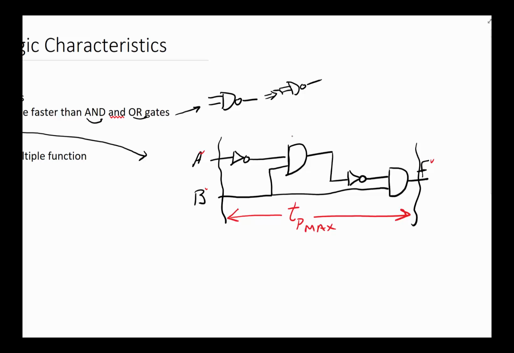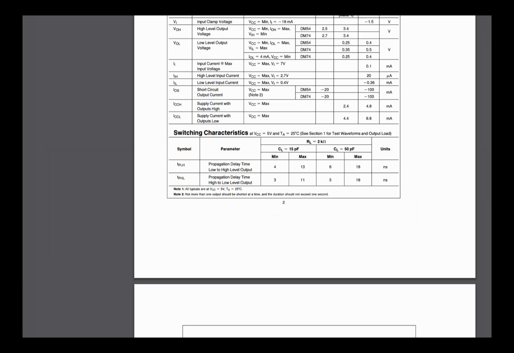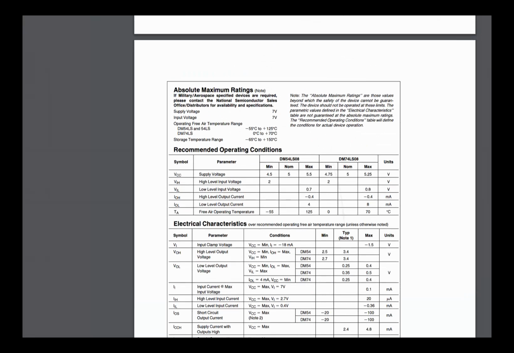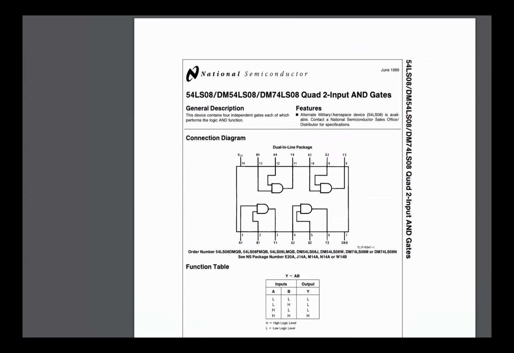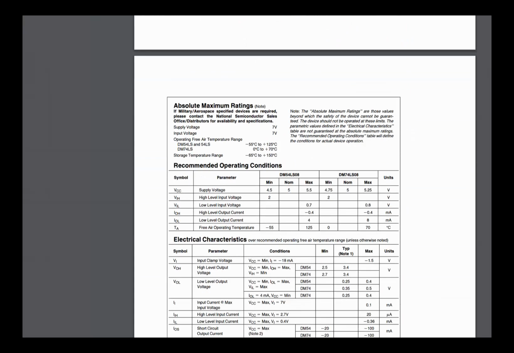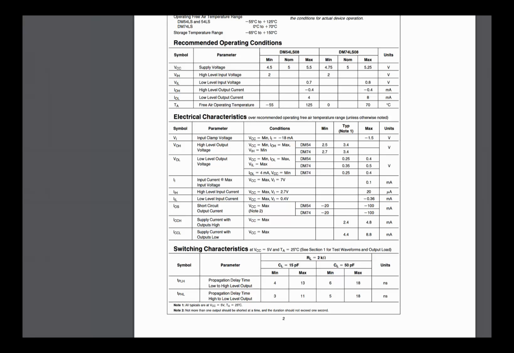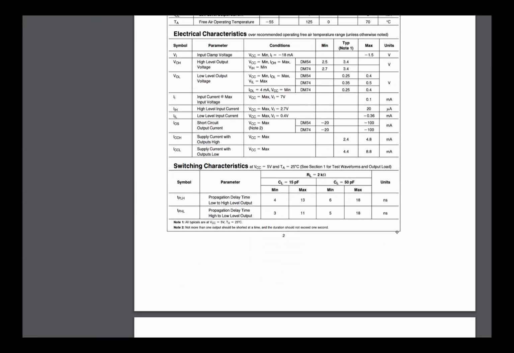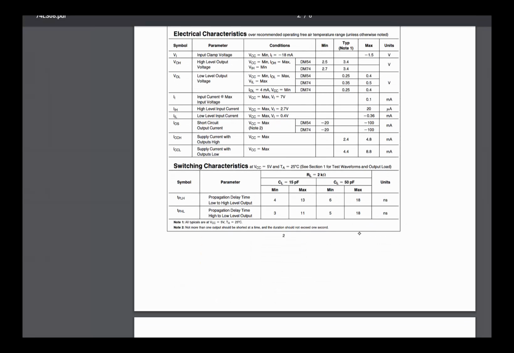We know this chip is a 74LS08, and we know this one is a 74LS04. So we're going to go to the data sheet, and this data sheet, for example, is for a 74LS08. We're going to walk through the data sheet to the place where they talk about propagation delay, right here.